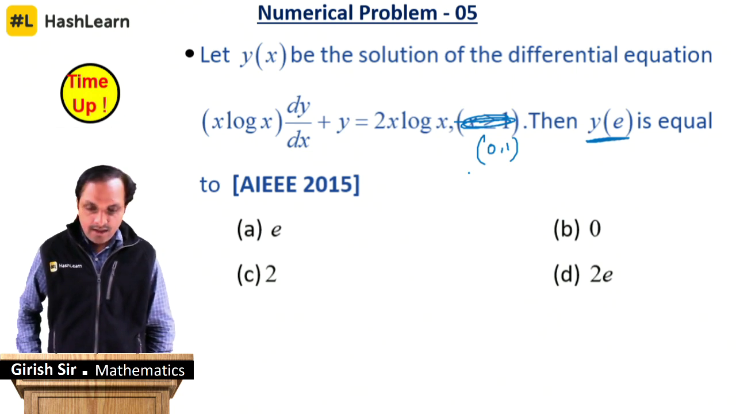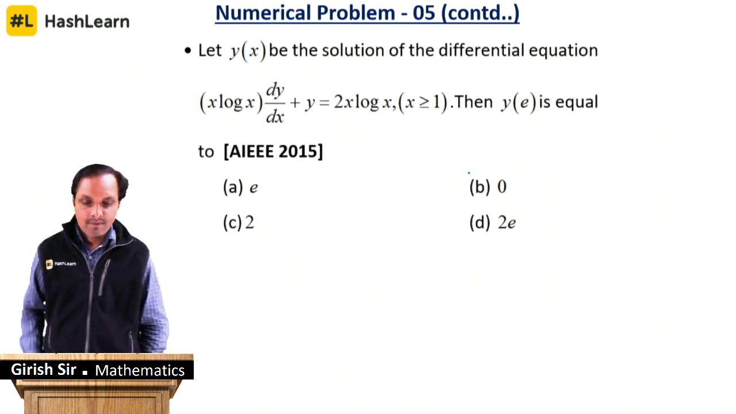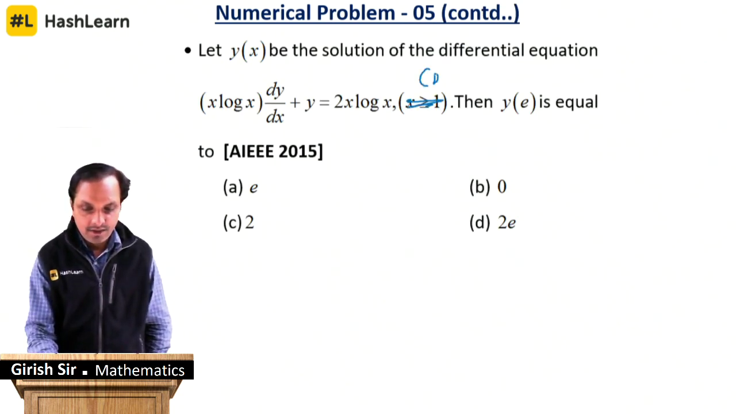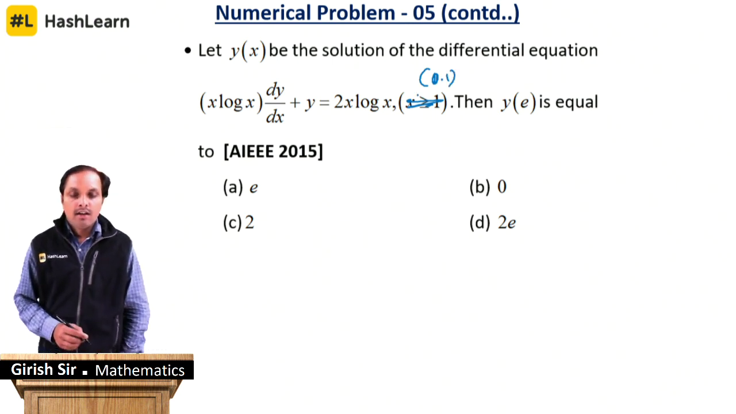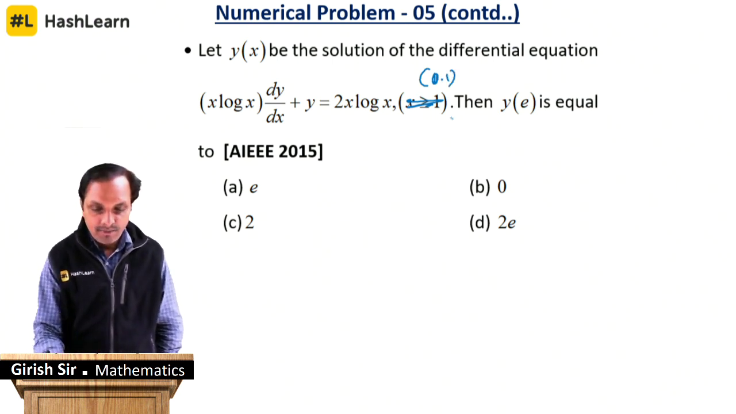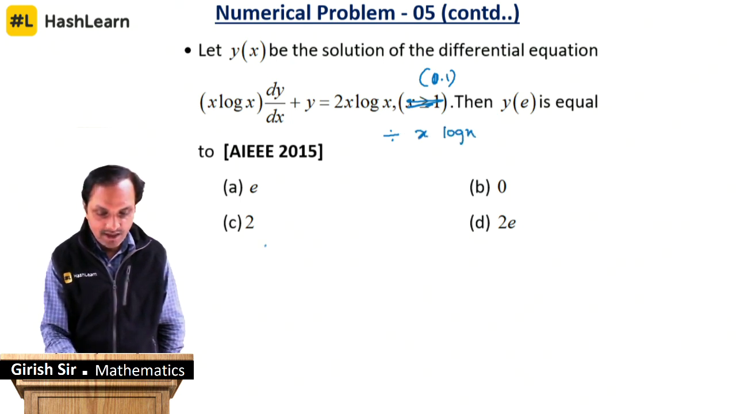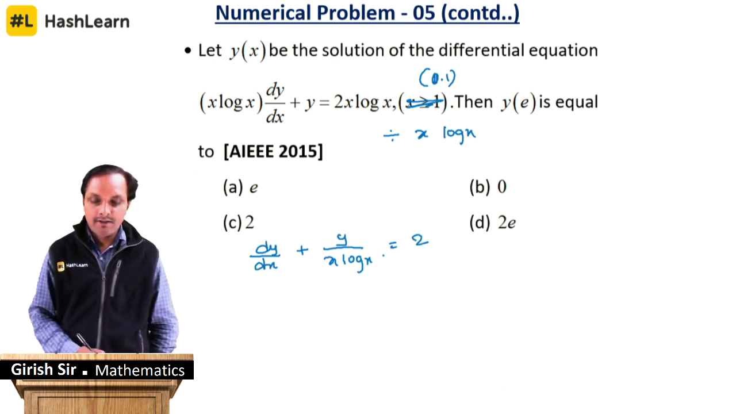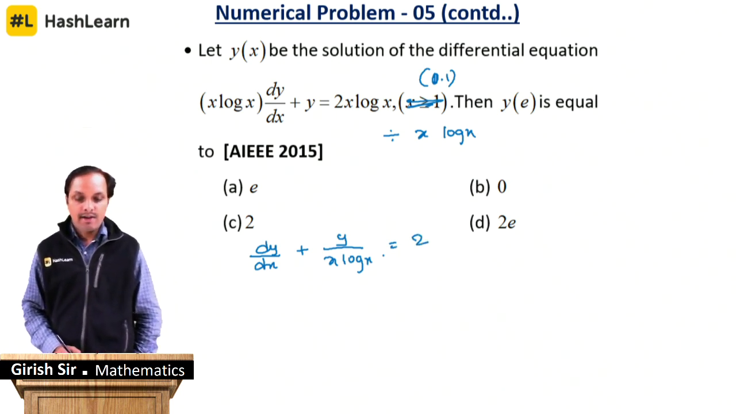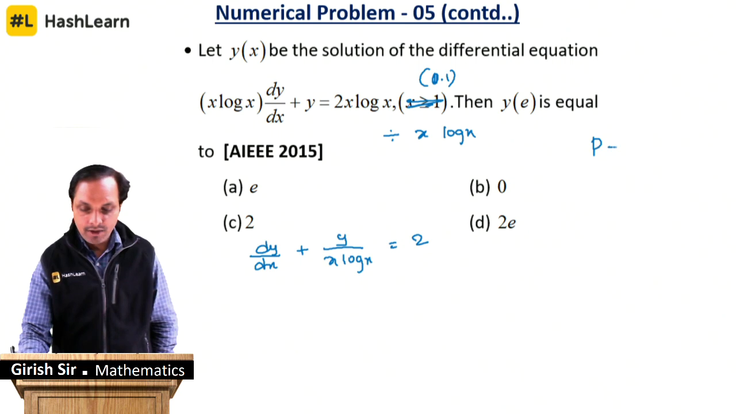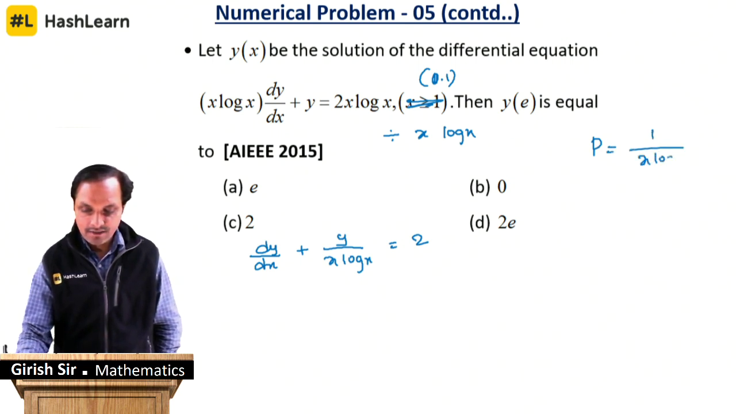Okay, let us come to the problem. It's 1 comma 0, 0 comma 1. Okay, how to do this? Divide throughout by x log x, divide throughout by x into log x. So our problem will become dy by dx plus y by x log x equals, and this part, dividing cancels, you will have just 2. Here our p is 1 by x log x and our q is just 2.